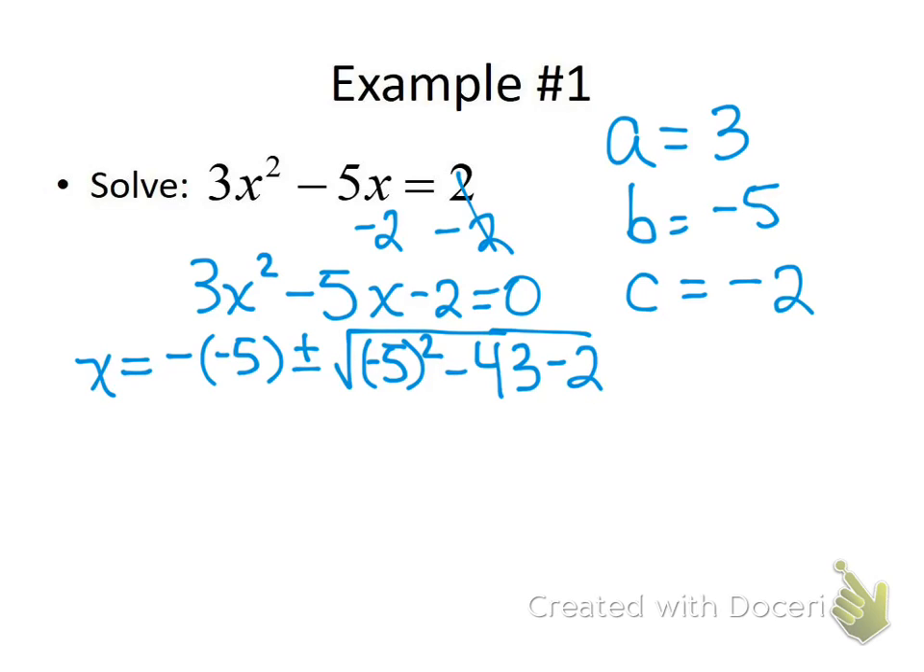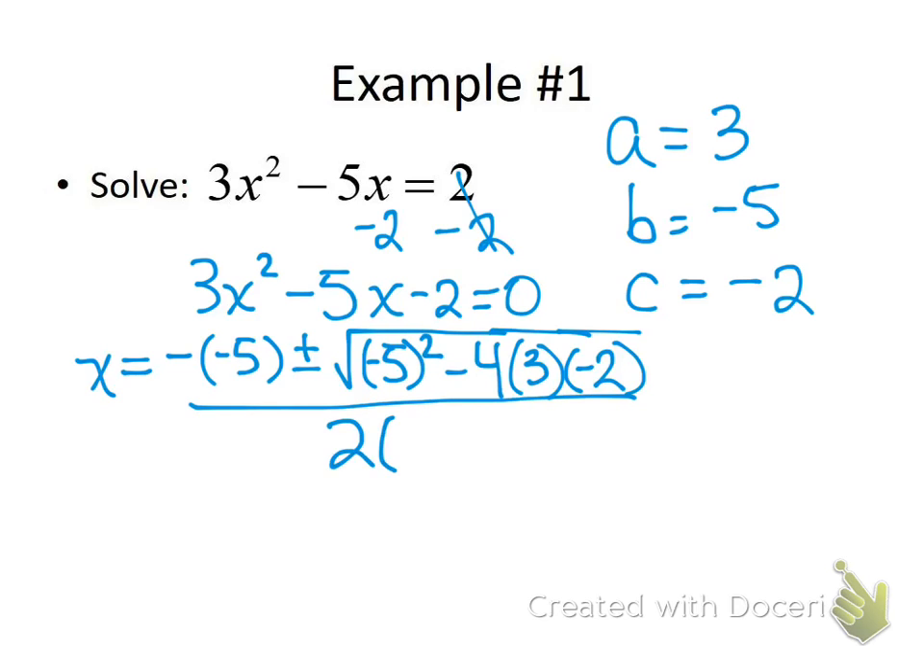When I'm taking 4ac, what operation am I supposed to be doing? Multiplication. So what can I use to help me remember to multiply those? The dots, but I prefer parentheses. So put your a and your c in parentheses to remember what operation is happening. All of that gets divided by 2a. Again, use parentheses. The 4 underneath the radical and the 2 in the denominator are always there. It's just part of the formula.